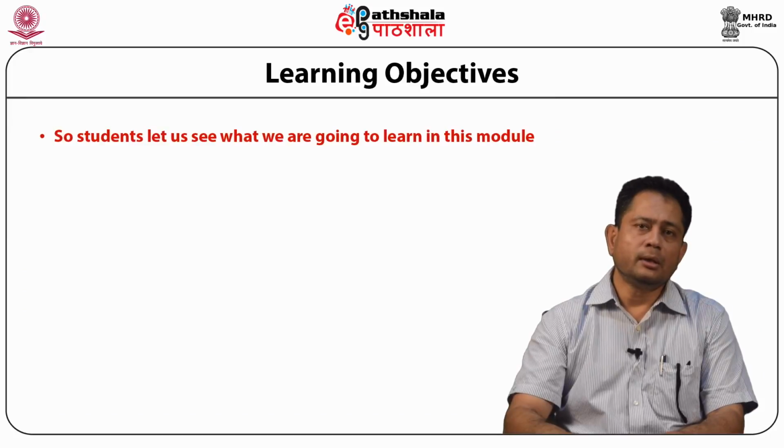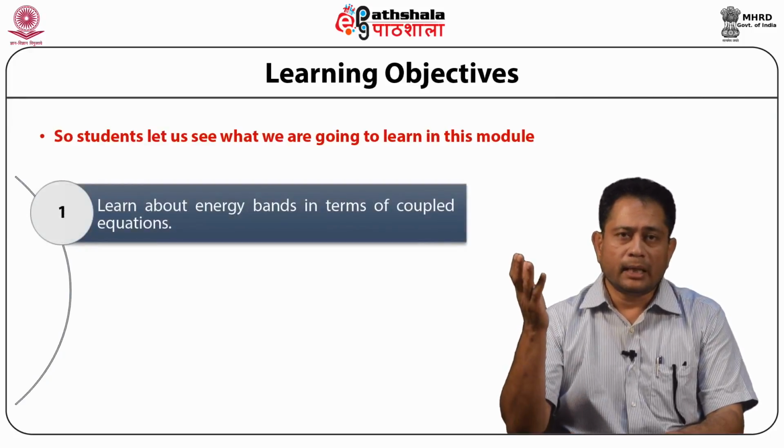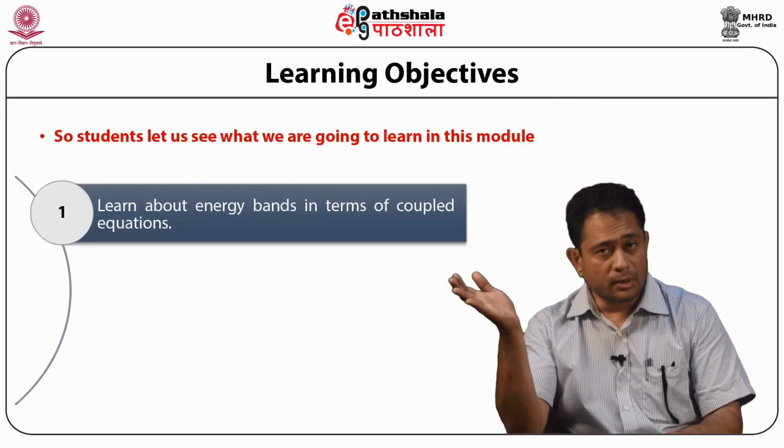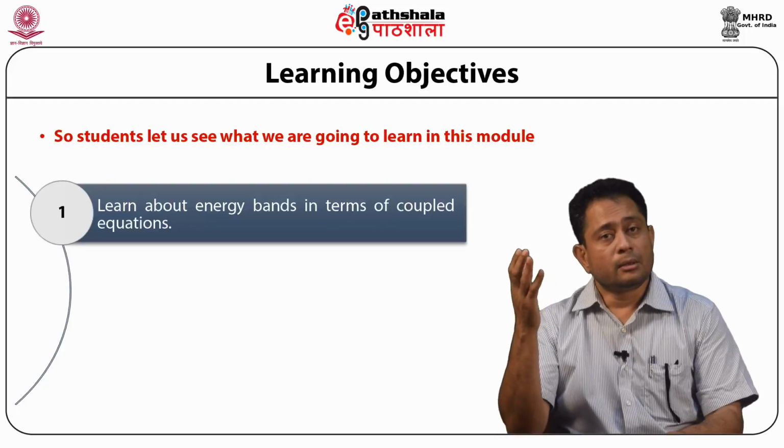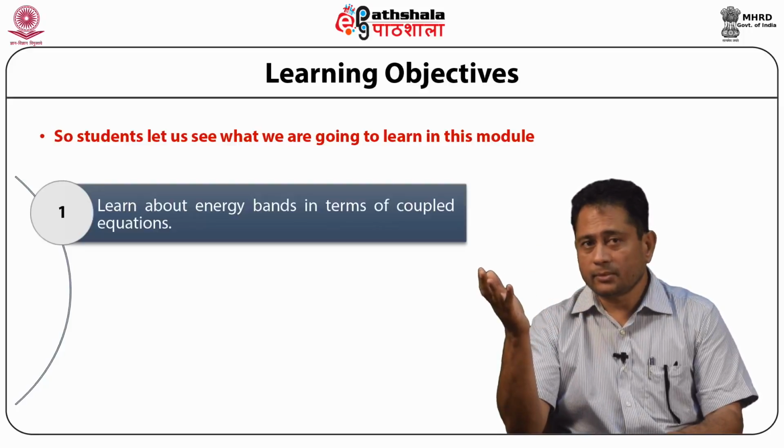Today we are going to discuss a module, Motion of Electrons in Periodic Lattice Part 2, under the paper Solid State Physics. So students, let us see what we are going to learn in this module today. Learn about energy bands in terms of coupled equations. And what are these coupled equations? These coupled equations are derived from the Schrödinger equation in Fourier space.